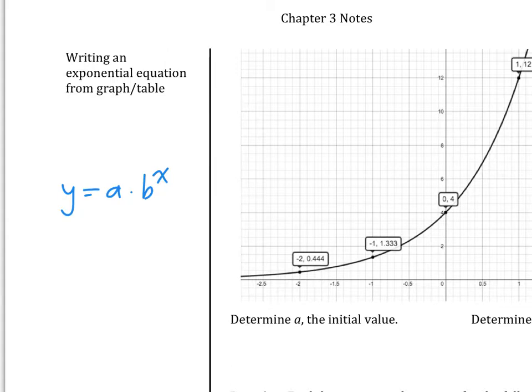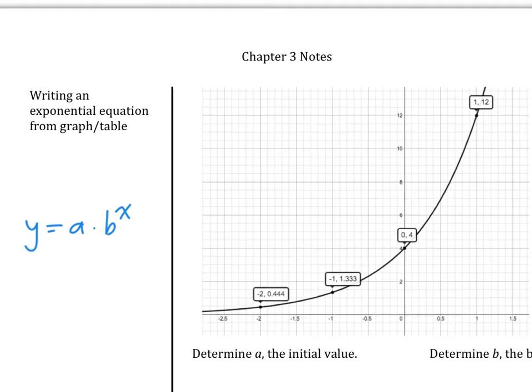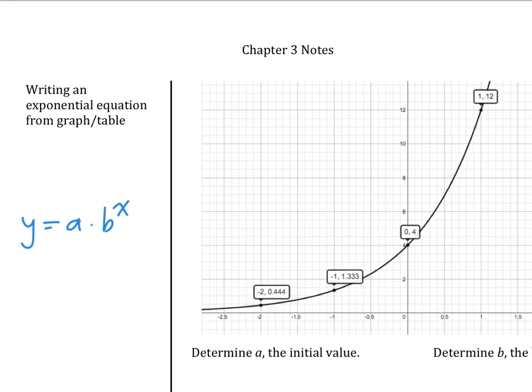All right, talk to your partner. Where are those two equations going to come from? I need a and b, so I need two equations in order to solve for the two variables. Where are those two equations going to come from? Hint: we're going to use this graph. So talk to your partner.